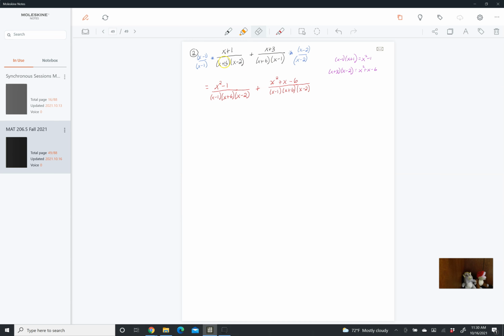Where I got the x squared minus 1, I multiplied the numerators. Where we got the x squared plus x minus 6, I multiplied these 2 numerators. As opposed to just writing it as one fraction, I'm not going to see necessarily where I made a mistake if I did. Okay. So now I'm going to combine my terms. X squared plus x squared is 2x squared. Then we have a plus x here. Then we have a negative 1 minus 6, which is negative 7.